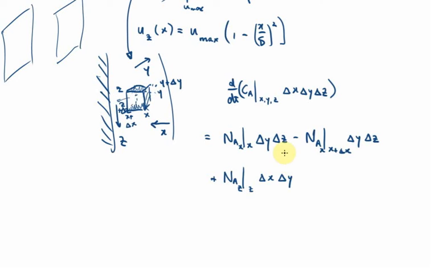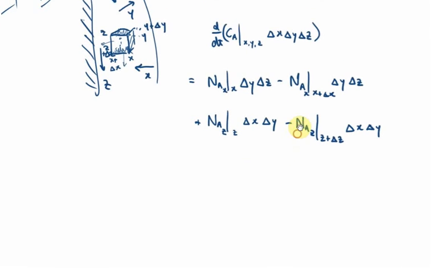And then we lose component A due to molar flux down out of the box here. So that will be minus flux in the z direction at position z plus delta z, times delta x, delta y. Okay, so that's the balance so far. And of course, we can do the usual thing. We can divide through by delta x, delta y, delta z.